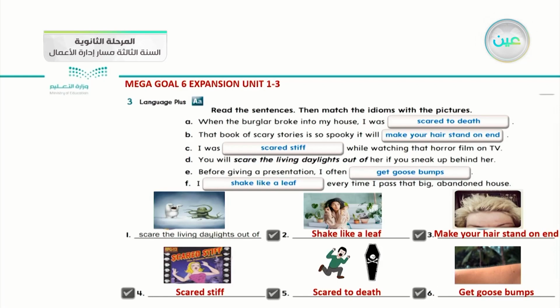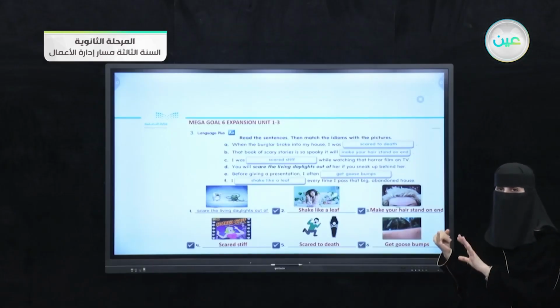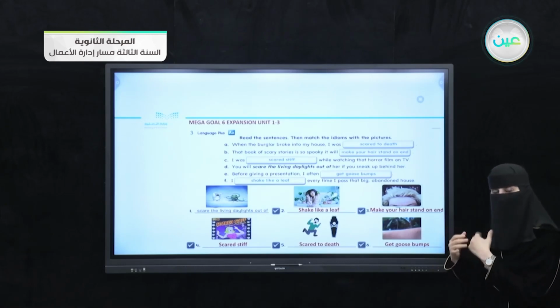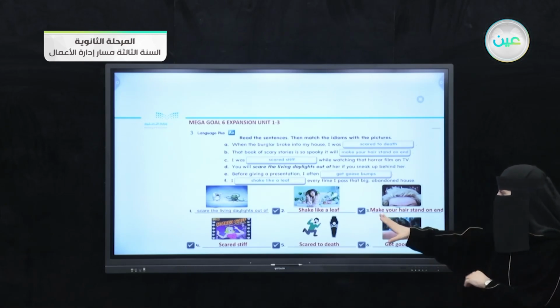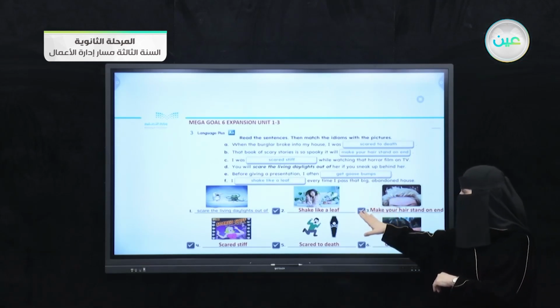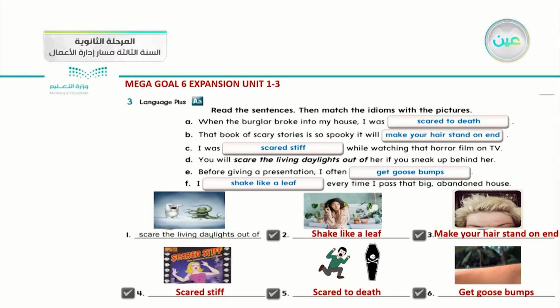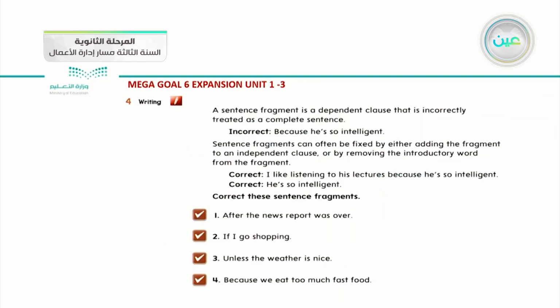By the end of this question, we notice that we learned 6 idioms that we already learned after reading the passage. The first one is scare the living daylights, and the second one is shake like a leaf, which means your body shakes like a leaf. Number 3, make your hair stand on end, scared stiff, scared to death, and get goosebumps. Okay, let me transfer to the next question.